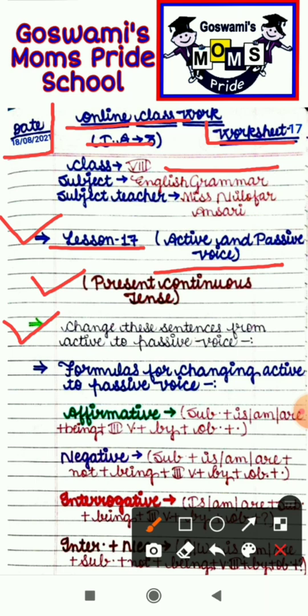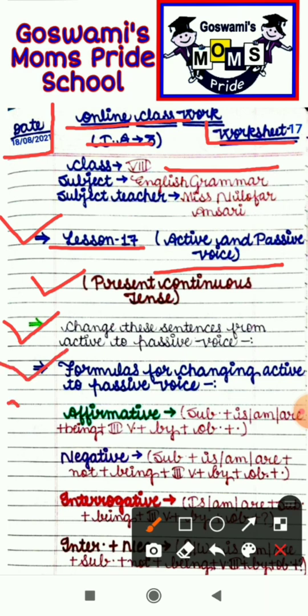First of all we will convert these sentences from active to passive voice that are related to present continuous tense. So what is the helping verb of continuous tense? That is is, am, are, and the main verb is verb first form plus ing. Now let's see the formulas for changing active to passive voice.